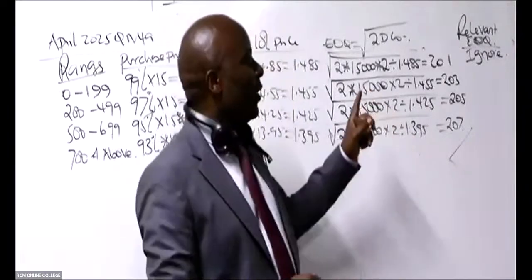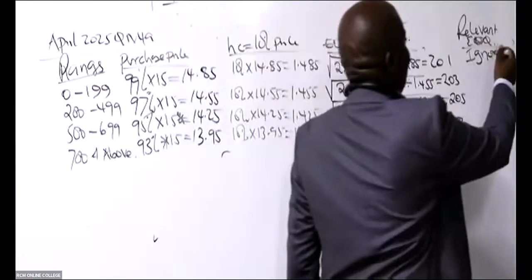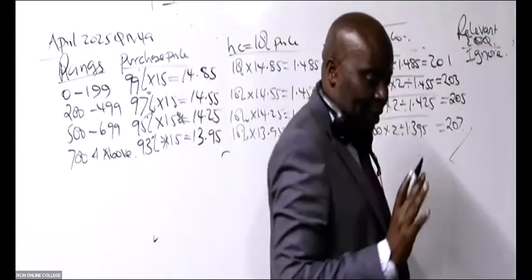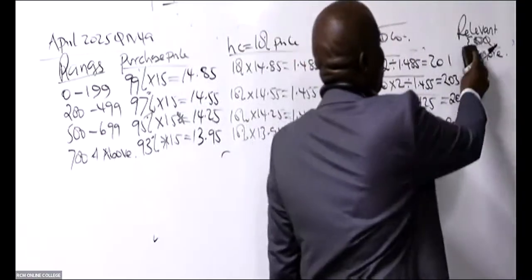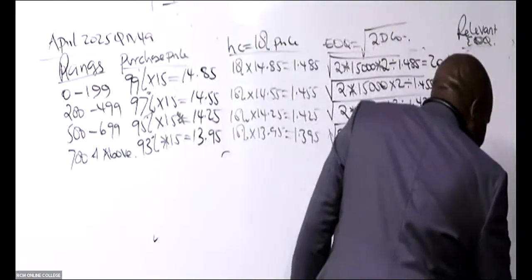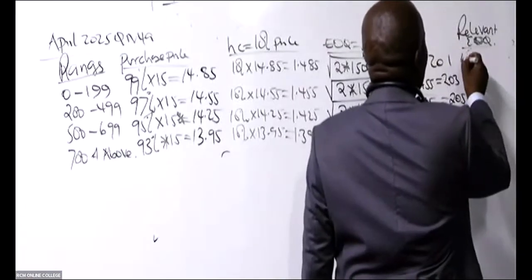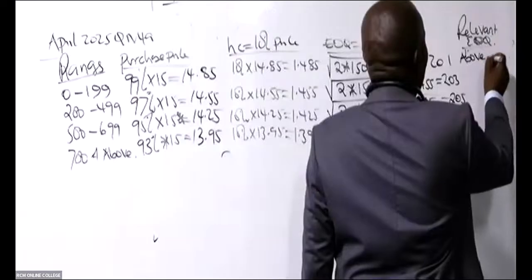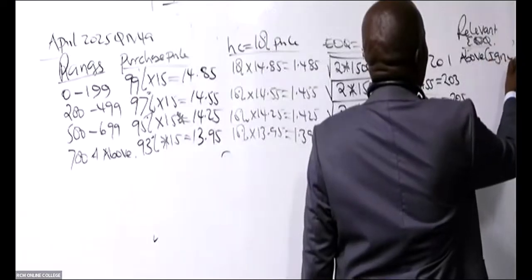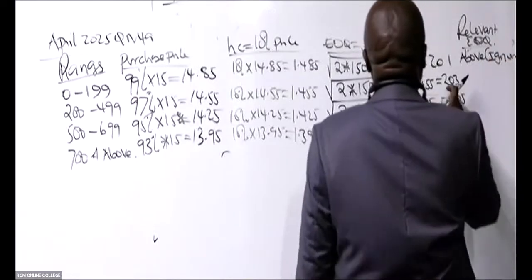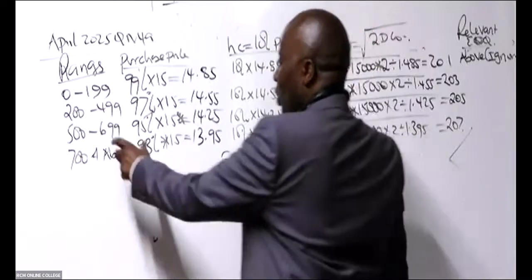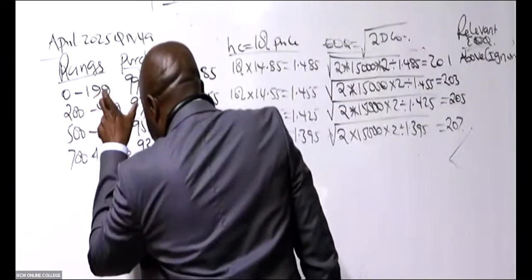So this is above. Actually, you can even write there above. Actually, that's what we should have done. For revision, yeah, 201 is above. So ignore. And then we come to 203. 203 for this one, where is it? Within.